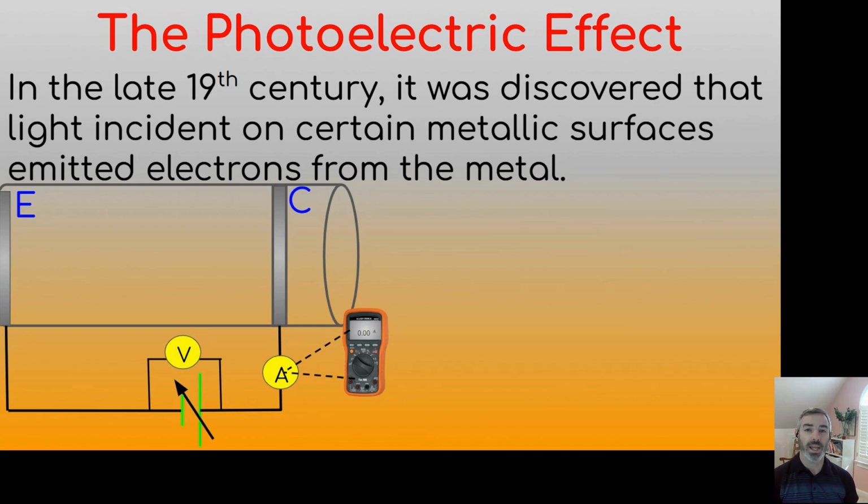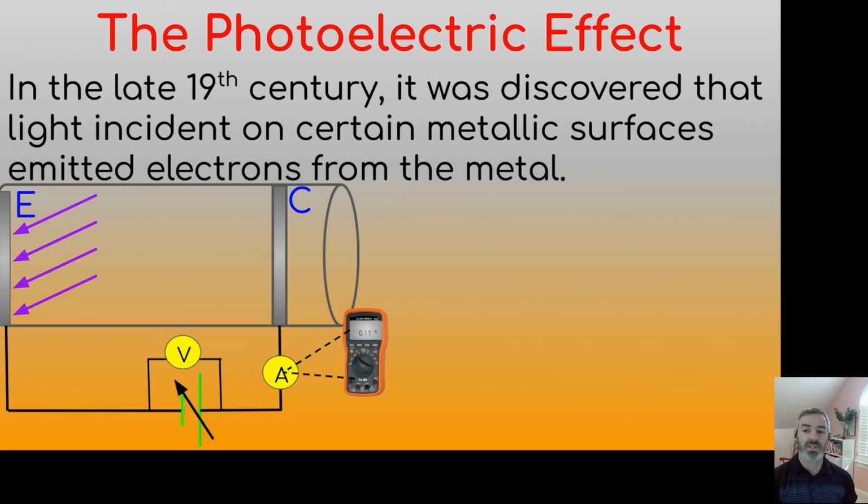Now, as we shine light on the emitter plate, the metallic surface emits electrons that go to the collector plate. And then what happens is a current is produced even though the variable voltage does not have any value. So we have a 0 voltage, and we're measuring a current through the ammeter that goes through the variable voltage source.